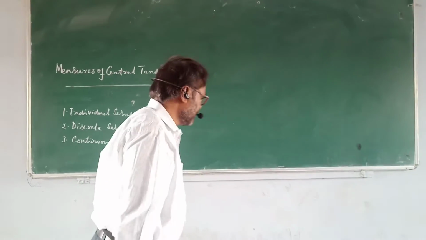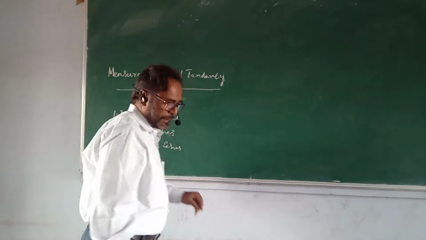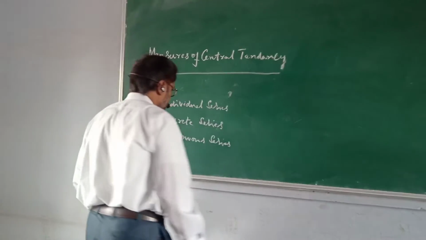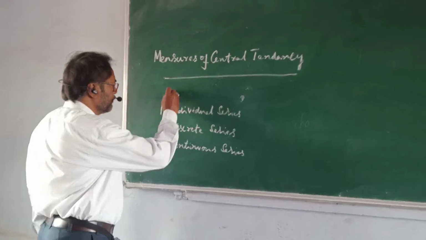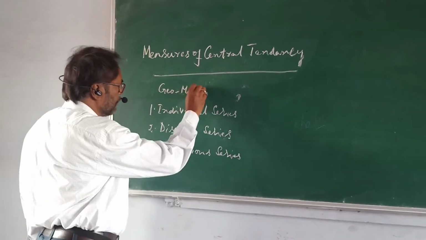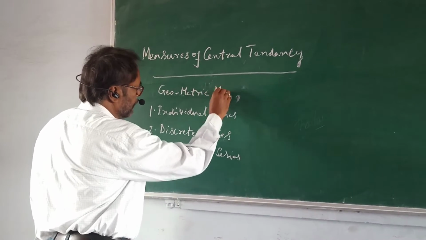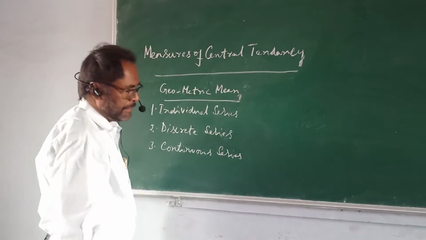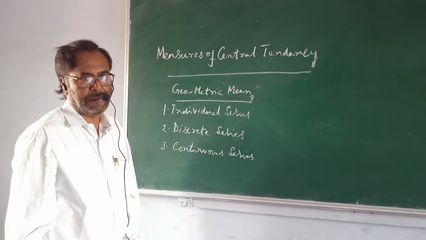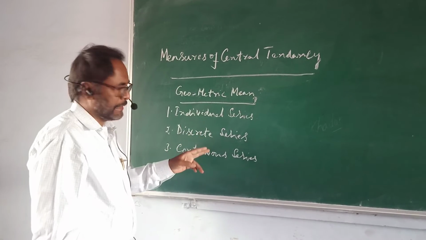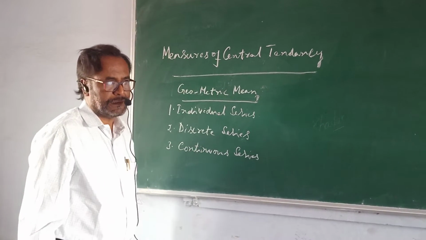Under measures of central tendency, we are now going to discuss the fourth one, the geometric mean. Again, there are three methods to calculate the geometric mean: individual series, discrete series and continuous series.